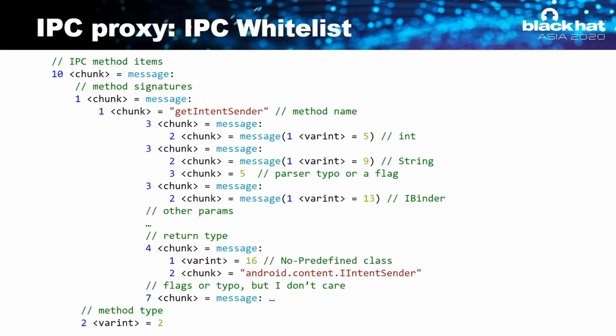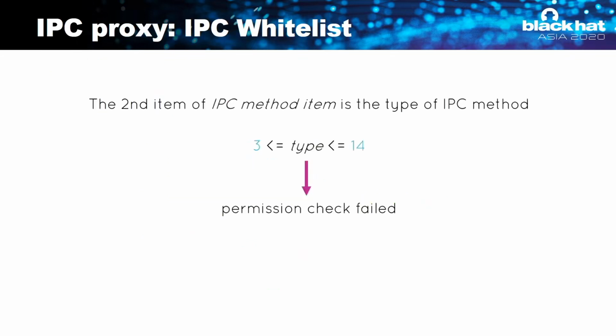The last field of the IPC method item is very important. It means the permission type of this IPC method. If the type is greater than or equal to 3 and less than or equal to 14, the supervisor will raise a permission check failed exception when the isolated process is calling this IPC method.